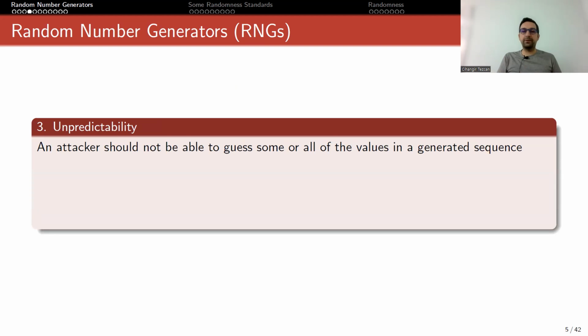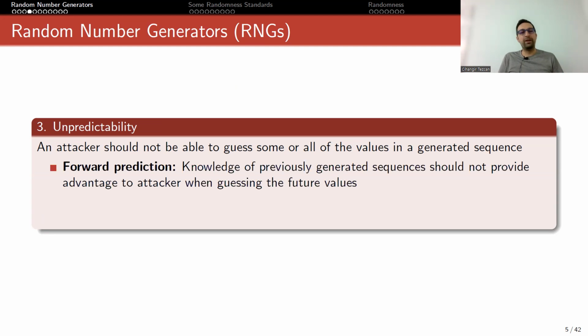Third one is unpredictability. Of course, this is generally what we want for a cryptographic purpose, right? An attacker should not be able to guess some or all of the values in a generated sequence, because if you can do that, you can guess some parts of your secret key, right? So we can divide this into two categories. Forward prediction. Knowledge of previously generated sequences should not provide advantage to the attacker when guessing the future values.